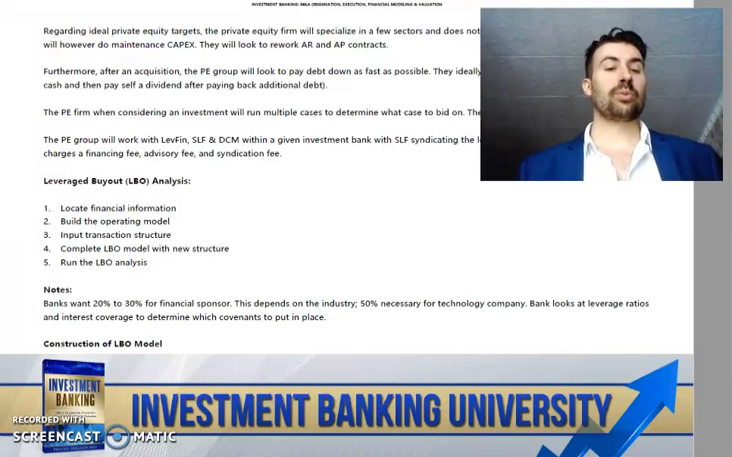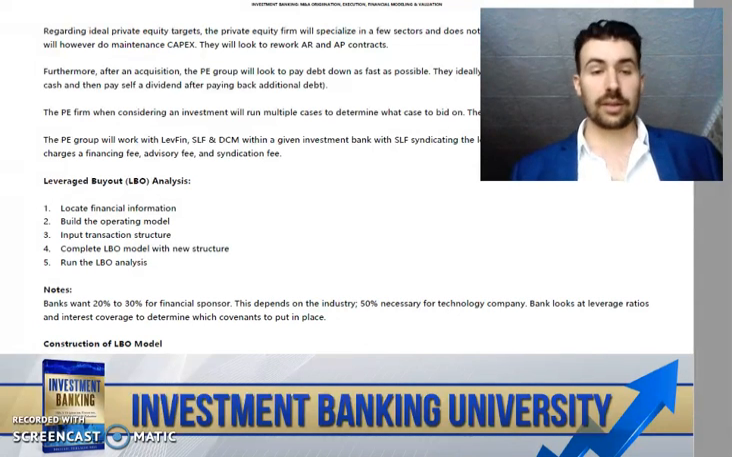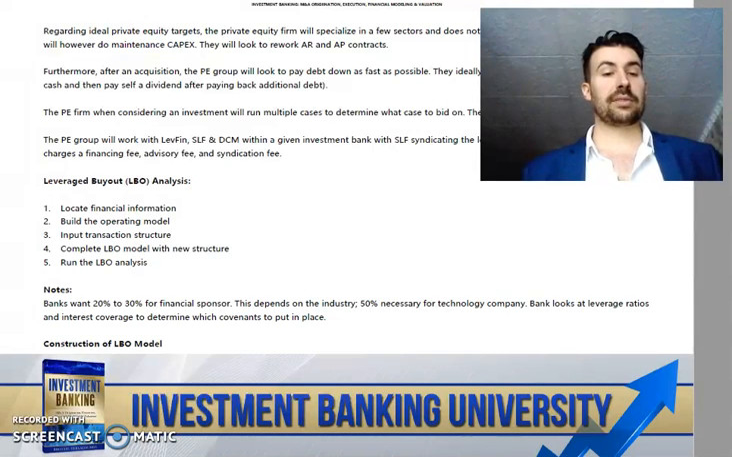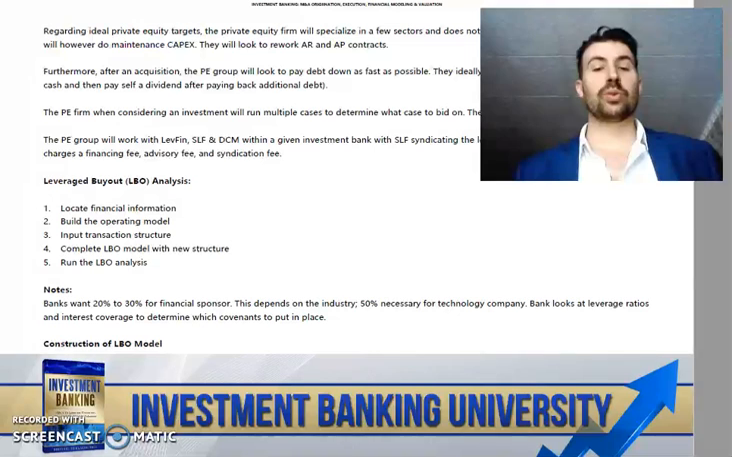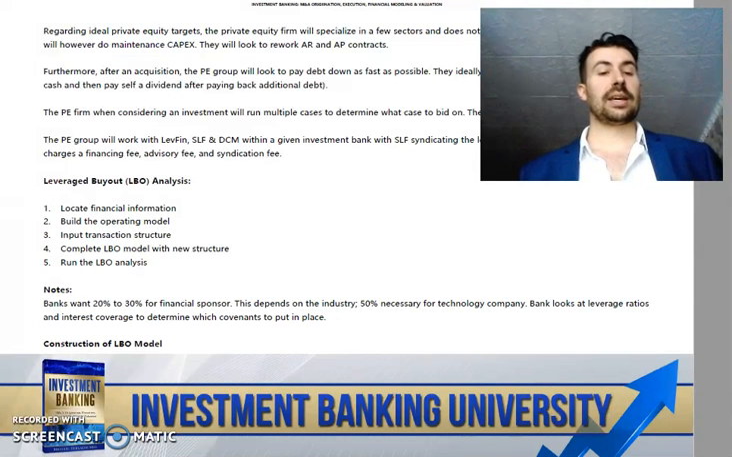The private equity group will work with LevFin in the investment bank, SLF, and DCM, in terms of leverage finance, syndicated leverage finance, within a given investment bank, with SLF doing or syndicating the loans and then selling the paper. The investment bank charges a financing fee, advisory fee, and a syndication fee.